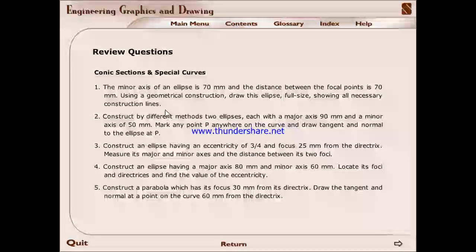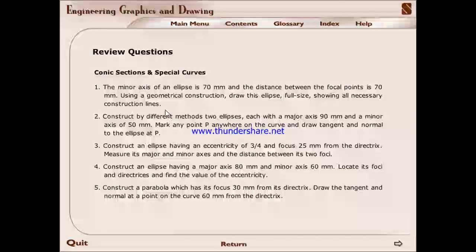Fourth one. Construct an ellipse having a major axis 80 mm and minor axis 60 mm. Locate its foci and directrix and find the value of eccentricity.